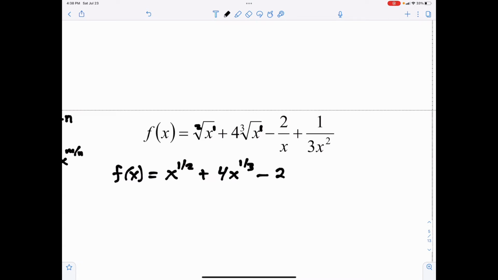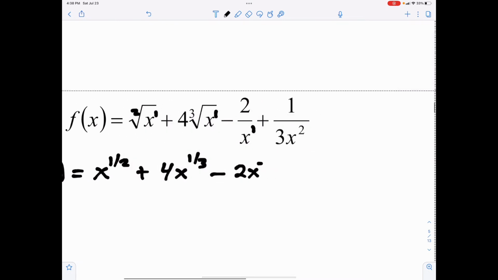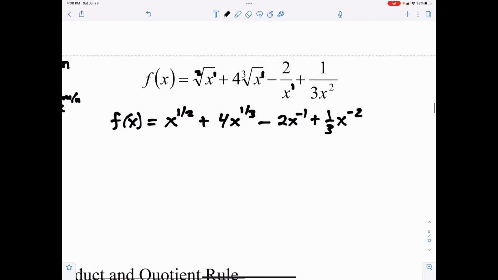Now this is 2 over x to the first power, so I'm going to bring that up. And when I bring it up, it becomes 2x to the negative 1 plus 1/3. The 3 stays down there, but I can bring the variable up. And when I bring the variable up, the exponent becomes negative. So 1/3 x to the negative 2 power. So that's our first step, is just rewrite everything, okay?